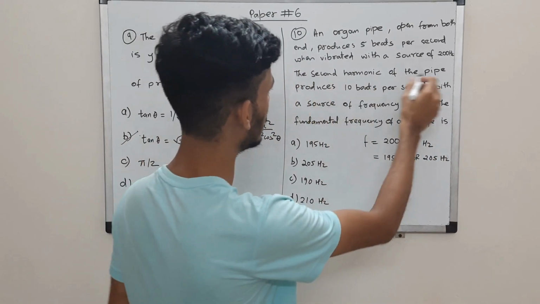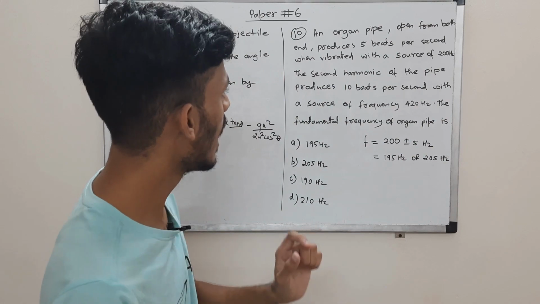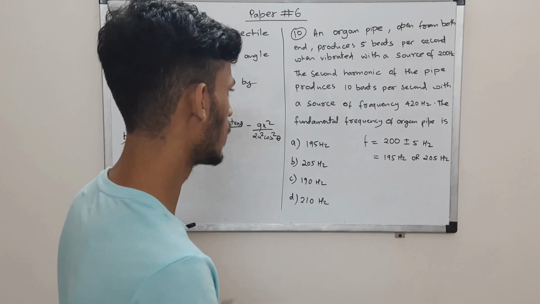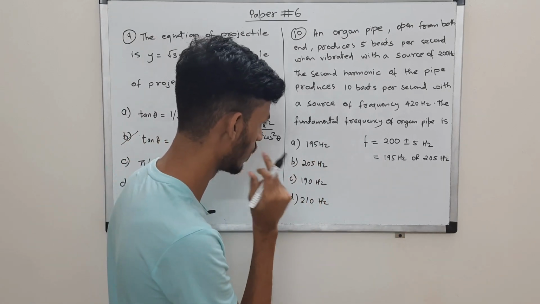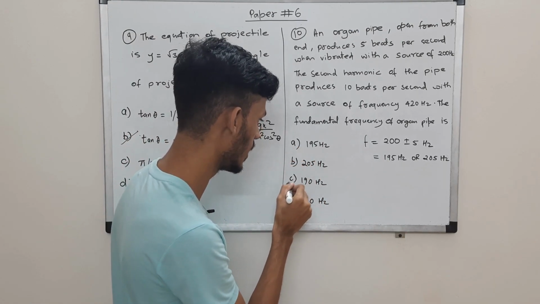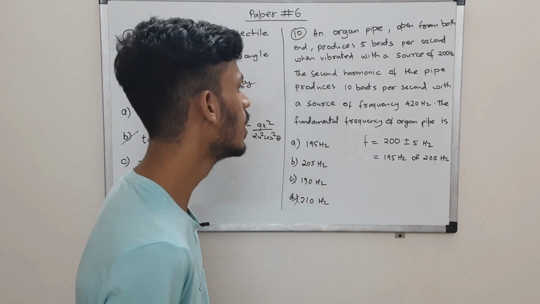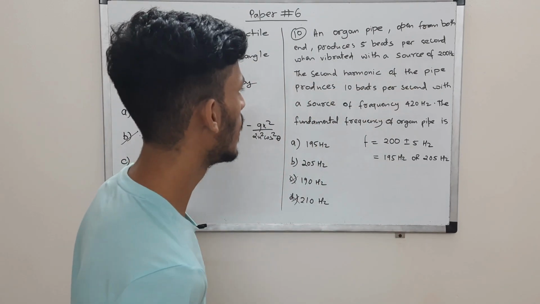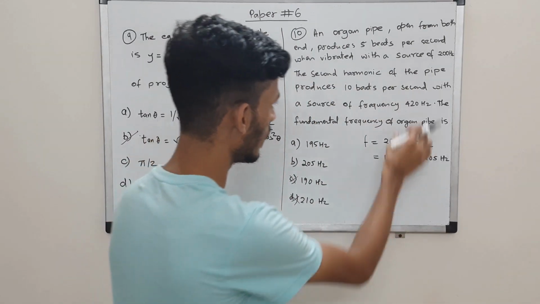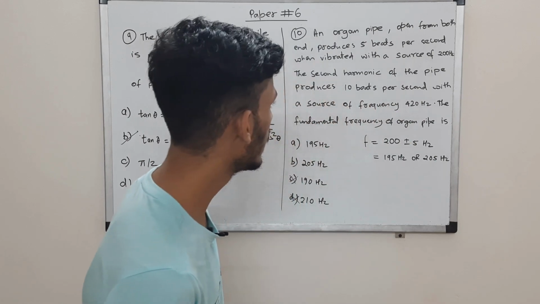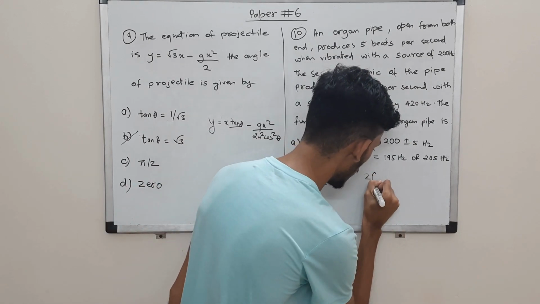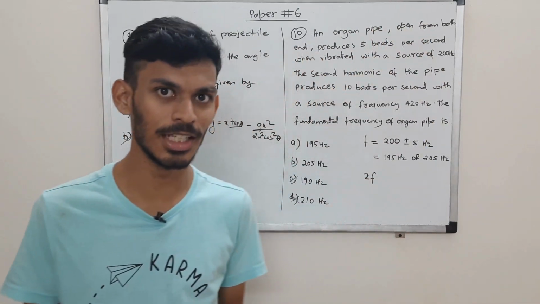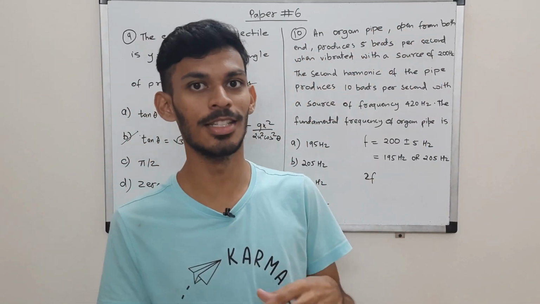One more data is given, that the second harmonic of this pipe produces 10 beats per second with a frequency of this. First of all we can neglect certain options from here. 205, 195 are there, so this and this cannot be true. Let's come to the other one now. Here the second harmonic of the pipe produces 10 beats per second with this frequency. In that case the second harmonic is 2 times f. This is a pipe which is open at both the ends, so all the harmonics are present, so the second harmonic is 2 times f.